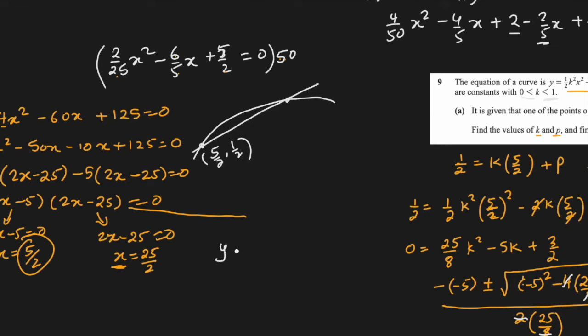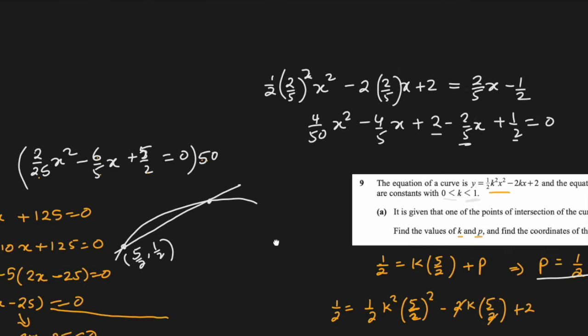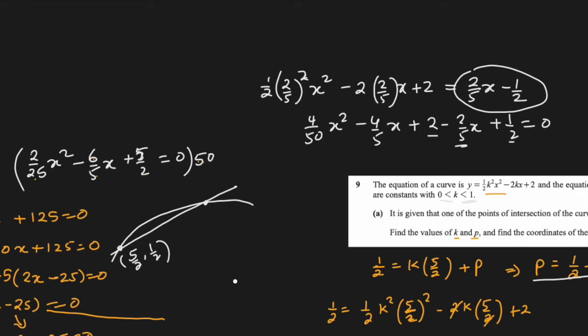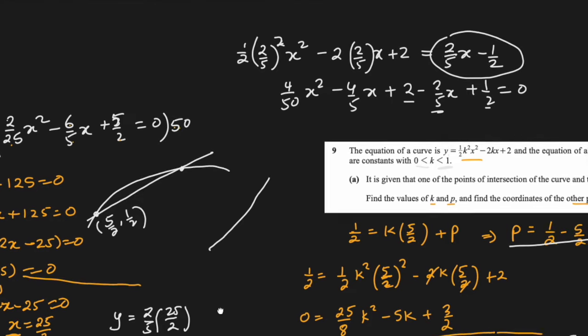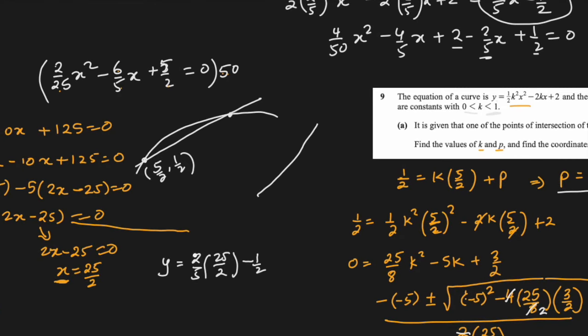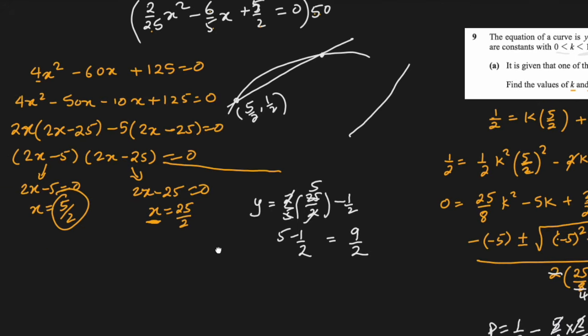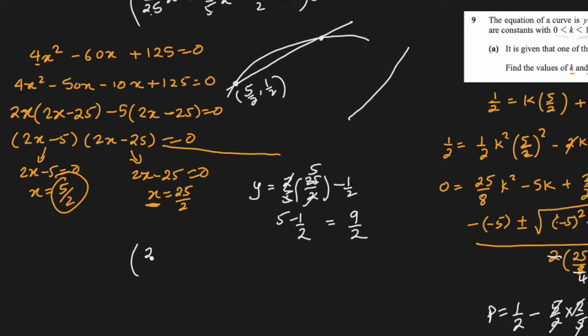And what will be the y coordinate? We'll substitute in any one of the two. Let's use the easier one, this one: 2 over 5x minus half. 2 over 5x, x is 25 over 2, minus half. So 2 and 2 cancel, 5 and 25 also cancel. So 5 minus half, which gives us 10 minus 1, 9 over 2. So the coordinates of the second point of intersection are x is 25 over 2 and y coordinate is 9 over 2. Got this also.